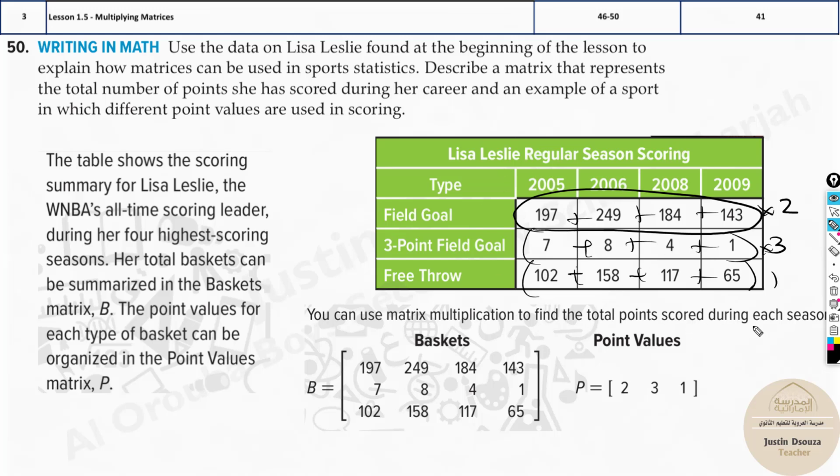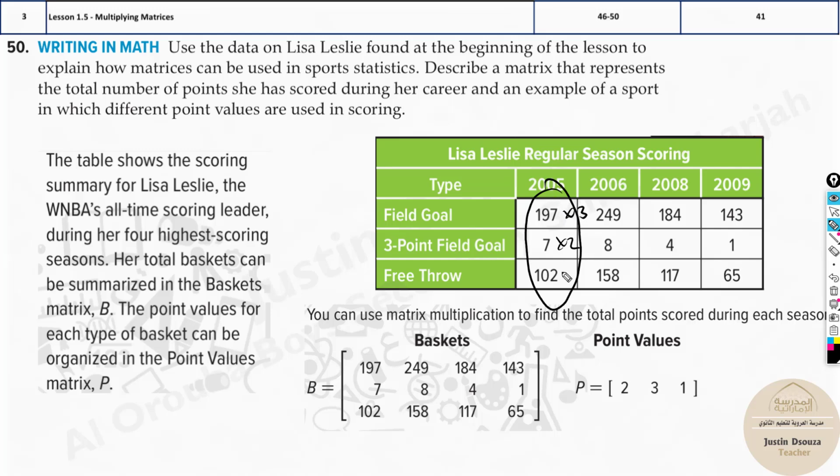I just realized over here, what did they ask? During each season. If they ask for all the points together, you just do this. You know what I just wrote. But now since they have asked each season, what you need to do is multiply this by 3, multiply this by 2, multiply this by 1, add them up. Add them all up. That is your 2005 season. Same way, multiply this by 2, this by 3, and 1, and add them up. So this is how we do it for each season.